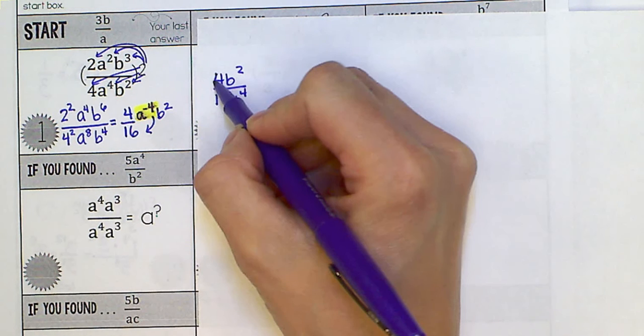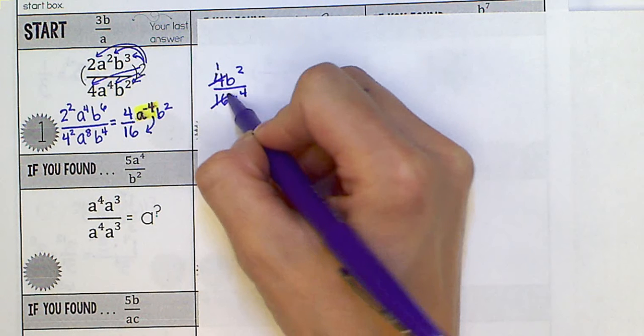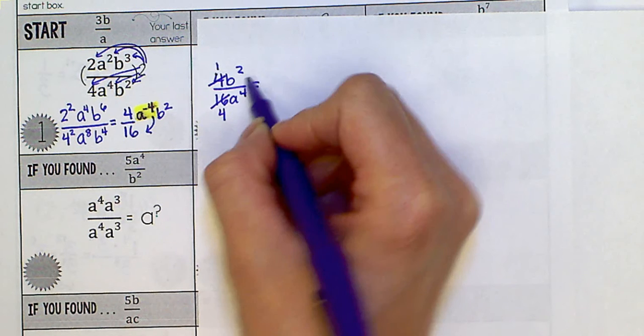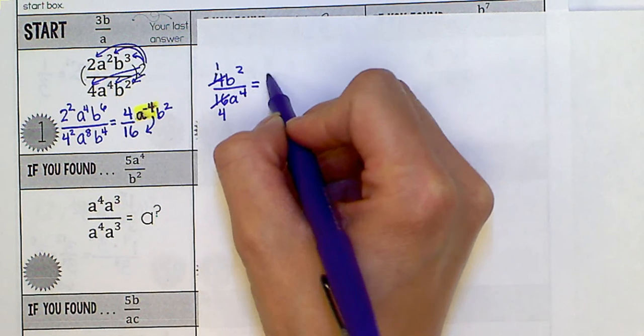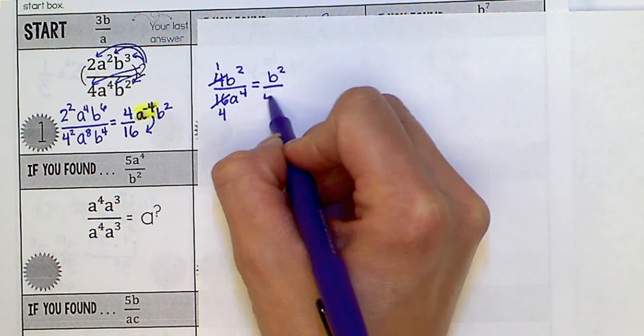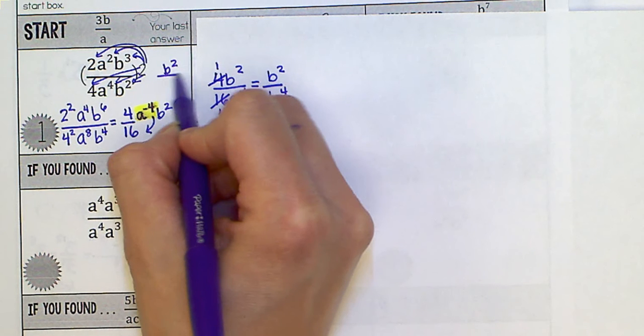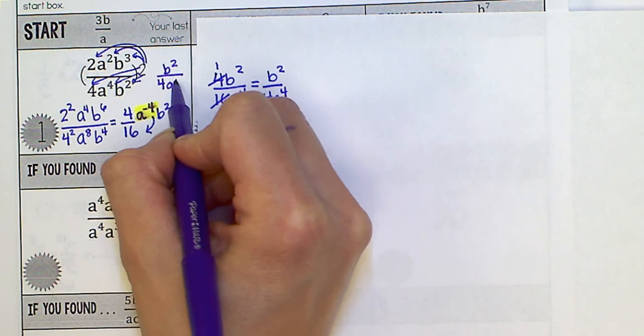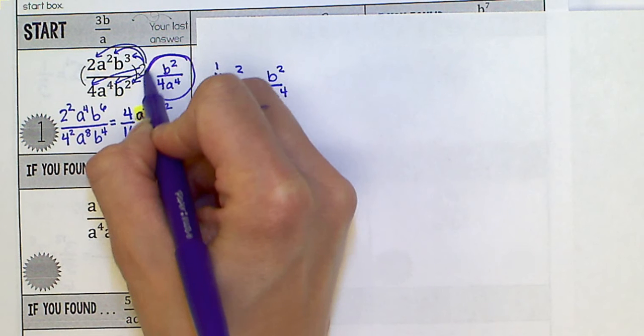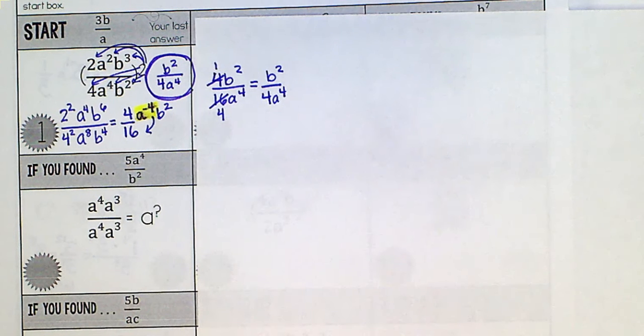4 divided by 4 is 1. 16 divided by 4 is 4. So our final answer is 1 times b squared, which is b squared. And then we have 4a to the 4th. So the answer here, final answer, is b squared over 4a to the 4th. So I'm going to circle that. So that is the final answer for the very first one.